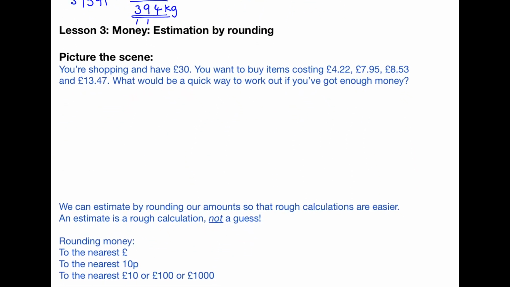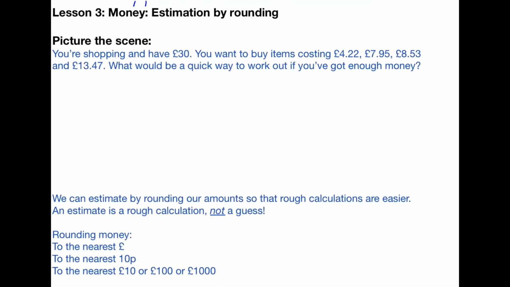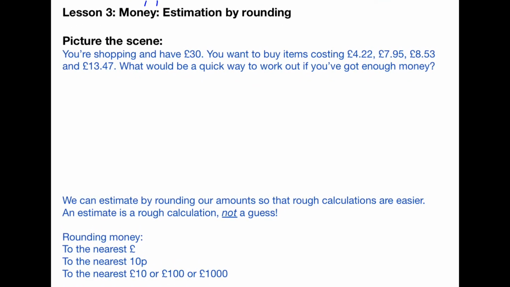We're going to think about money, and sometimes money calculations can get a bit complicated. So I want us to picture the scene that I've written out here. You're shopping and you've got £30. You want to buy items that cost £4.22, £7.95, £8.53 and £13.47.